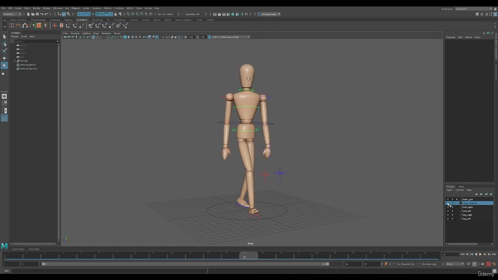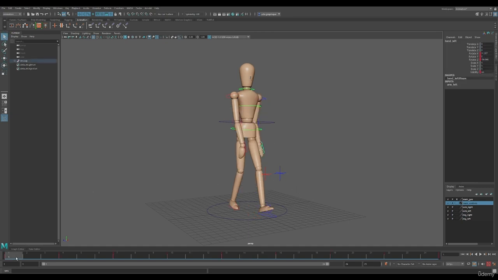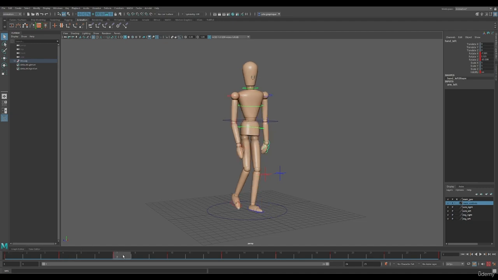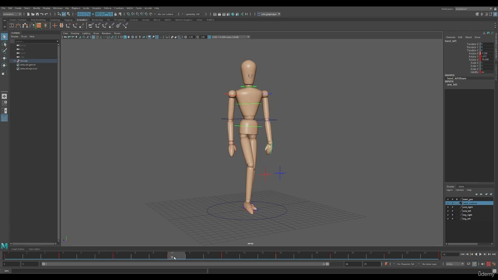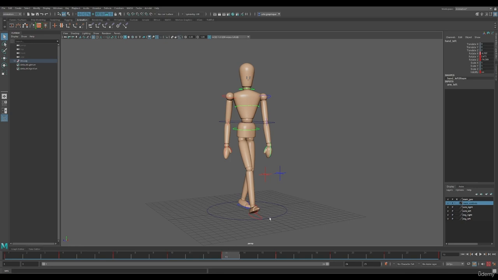First, we'll start by setting up the 5 main poses, which are the contact pose, the lowest pose, the passing pose, and highest pose, and then back to the contact pose. We'll be using the pose-to-pose animation at the beginning when creating the main key poses, then we'll go straight ahead and set up the breakdown poses just like we did in the previous assignment.